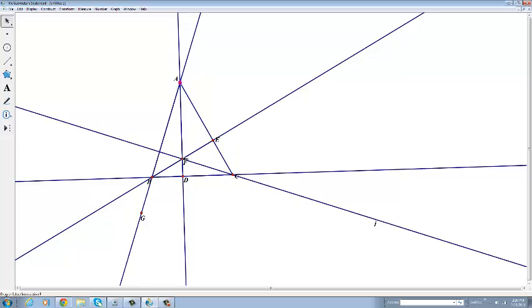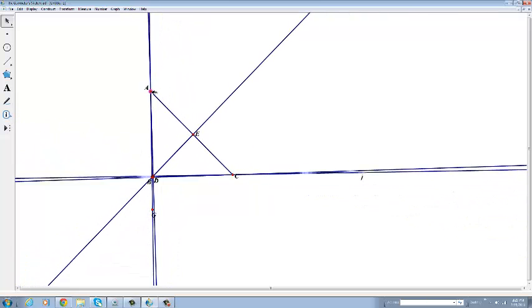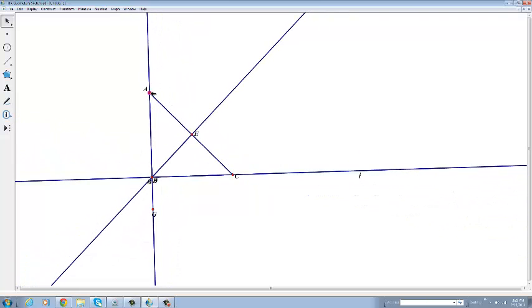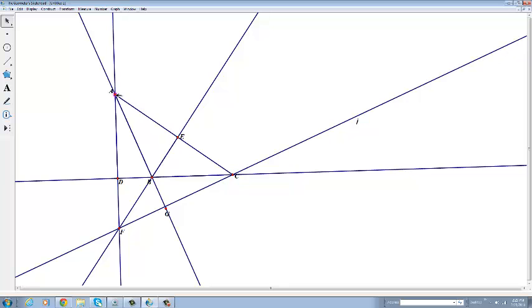So the orthocenter of an acute triangle is in the interior, and the orthocenter of a right triangle is at the vertex of the right angle. And then of an obtuse triangle, the orthocenter is in the exterior of the triangle.